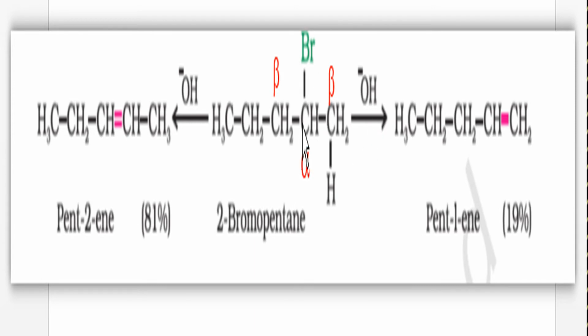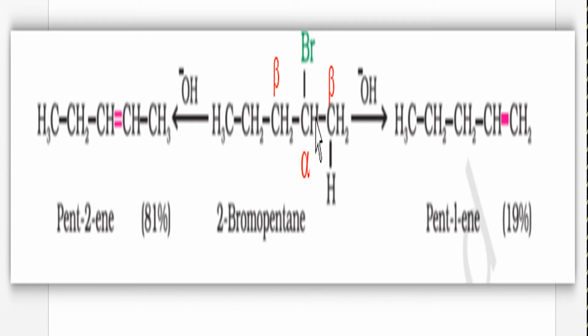Now here we have the alpha carbon, that is the carbon which is attached to the functional group. The adjacent carbon to alpha carbon is known as beta carbon. So this is the beta carbon over here and this is the beta carbon. Now when hydrogen of this carbon is removed, we get a product like this, that is pent-2-ene. A double bond is formed over here.